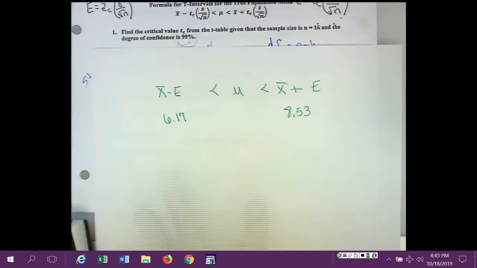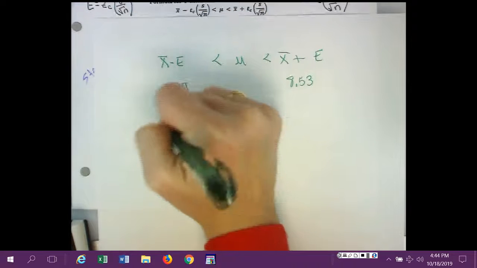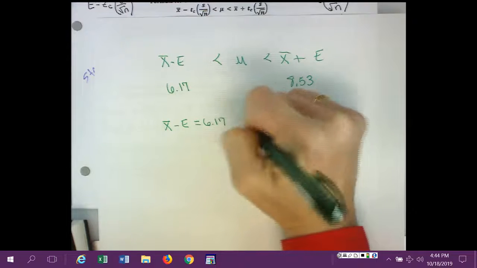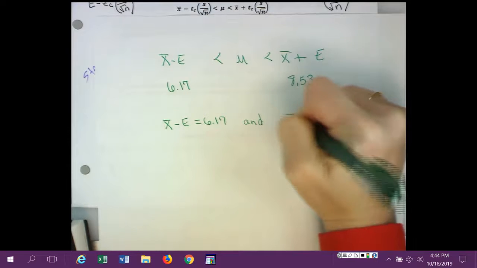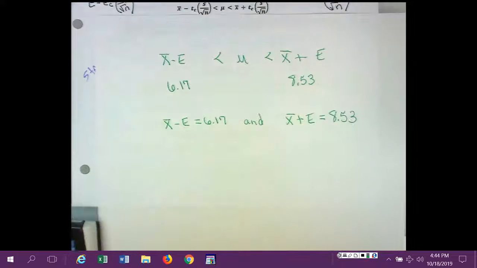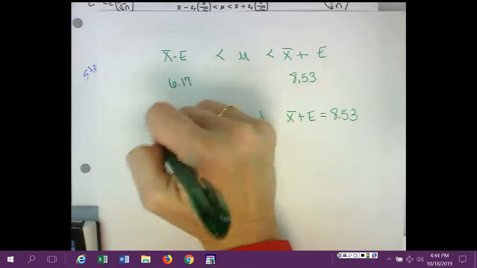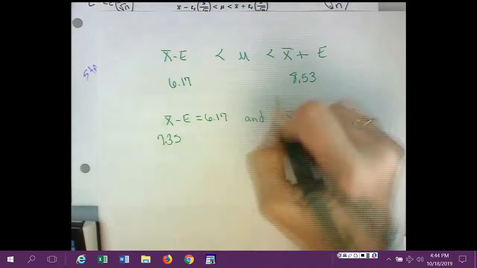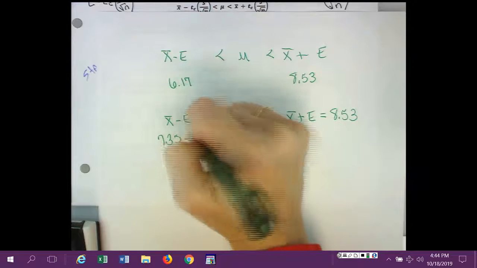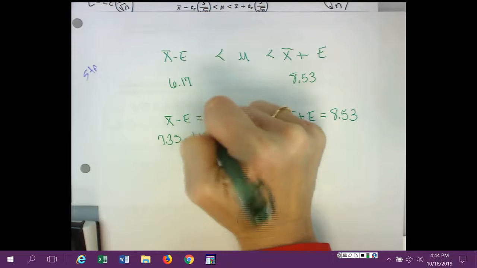Let's plug in for the E and the sample mean that we found to verify that we indeed get those numbers back. So this is basically saying x bar minus E gives us the lower, and x bar plus E gives us the upper. We found the sample mean to be 7.35, and we found E to be 1.1800.